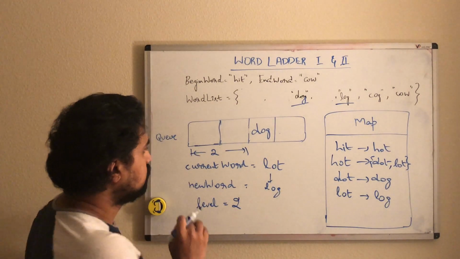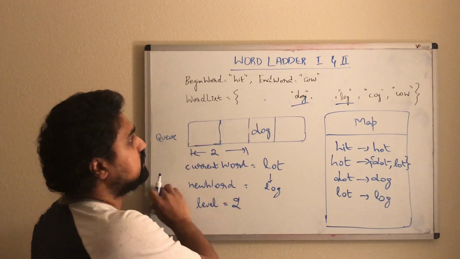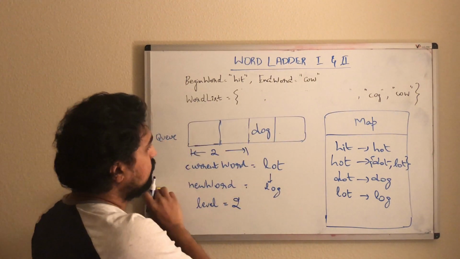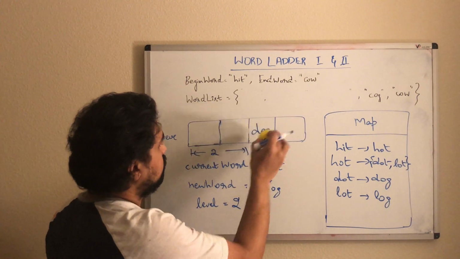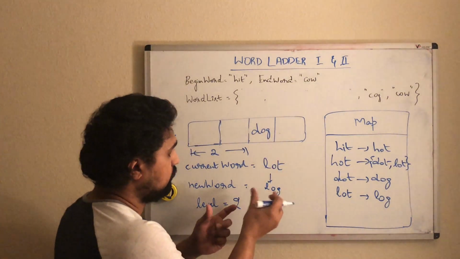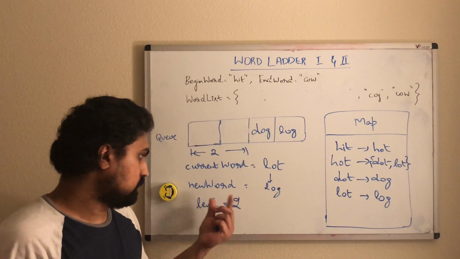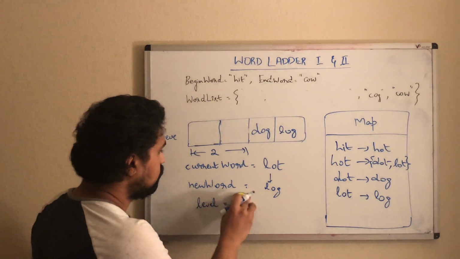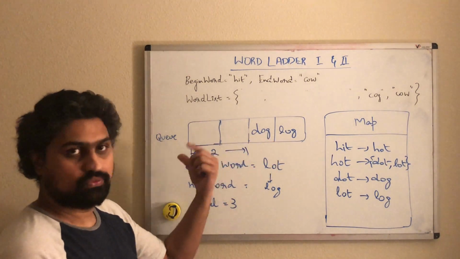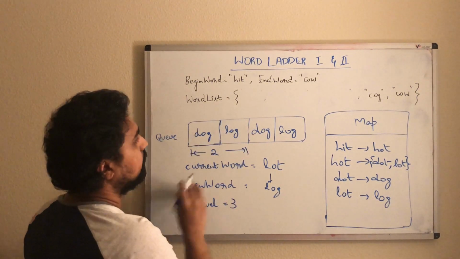So once we are done processing the word lot, now there are no more words to process in this level 2. So we shall remove the words that are processed in this level, dog and log, I'm sorry. We shall also add the word log to the queue. Okay. Now we are done processing the words in the level 2. Now we shall move to level 3. Once again, because of space constraint, I shall move these words here, dog and log.